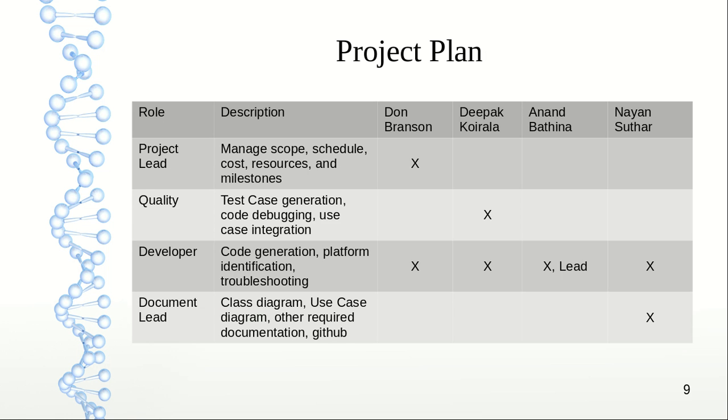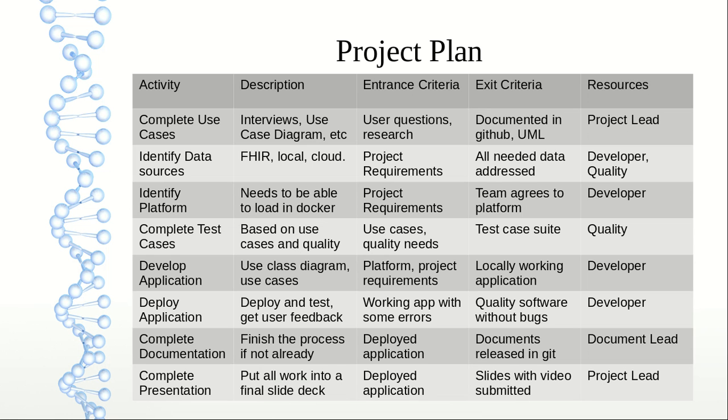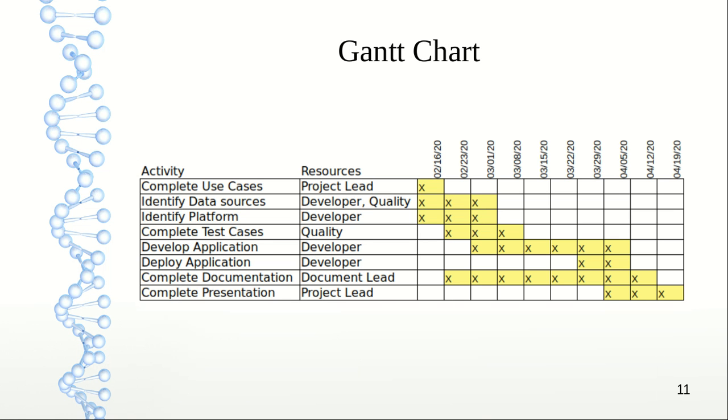If we look at our project plan, we have a project lead, quality lead, developer, and document lead that's distributed among all of our team members, and then we will all be doing development for the project. And here is a more detailed view. I won't go over all of these, but it has our entrance criteria, exit criteria, descriptions, and resources of who will be doing it. And this table transforms into our Gantt chart, which shows that information over time and how we see that through the weeks we're going to be organizing around these deliverables. So we'll leave this in the notes for observance.